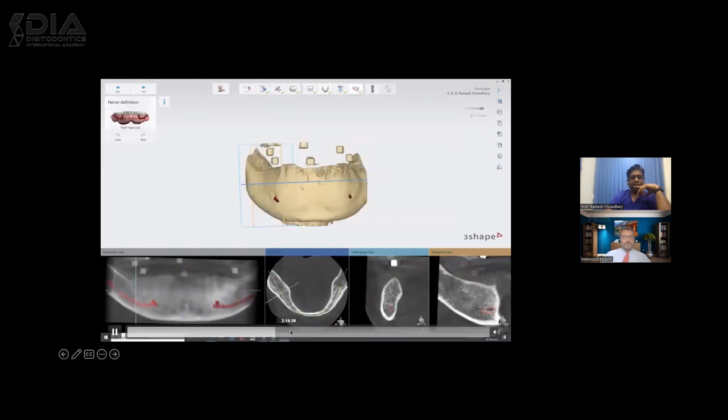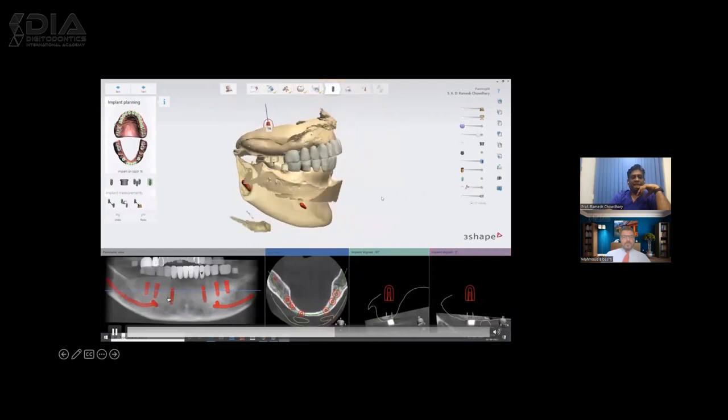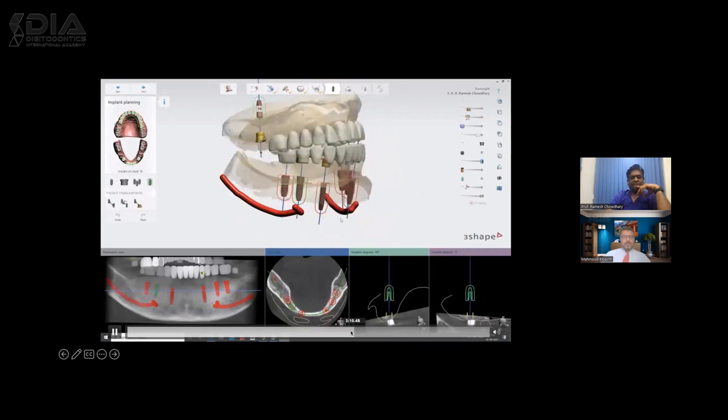Yeah, so I'm just skipping the entire plan there. So this is again the planning of the implants based on the restoration part. And this is how the implants were.